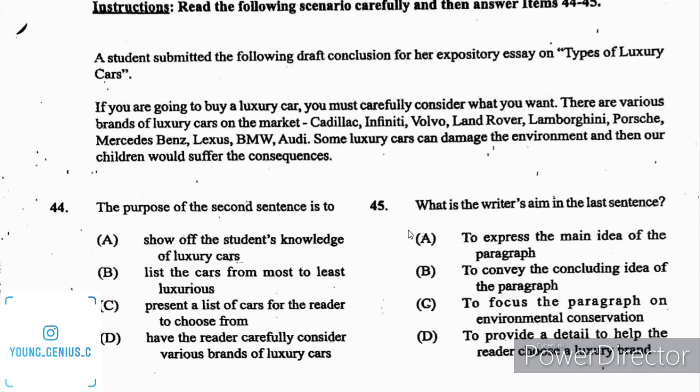44. The purpose of the second sentence is to, let's see, what's the second sentence? So if you're going to buy a luxury car, you must carefully consider what you want. And then the second sentence says there are various brands of luxury cars on the market, and then starts listing them: Cadillac, Infiniti, Volvo, Land Rover, Lamborghini, Porsche, Mercedes-Benz, Lexus, BMW, and the last one they listed was Audi. And the options are: to show off the student's knowledge of luxury cars, to list the cars from most to least luxurious, to present a list of cars for the readers to choose from, or to have the readers carefully consider various brands of luxury cars.